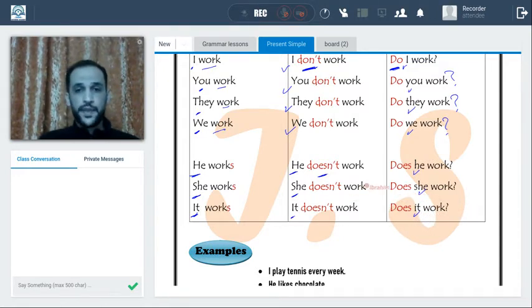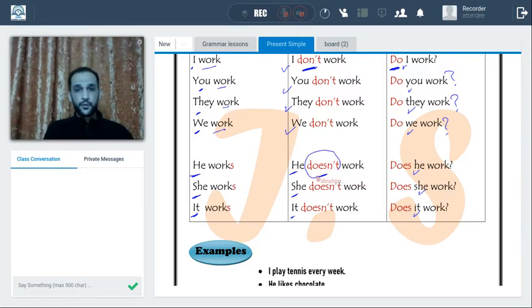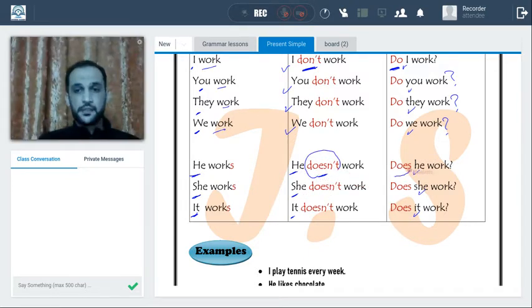And you have to remove s when we use doesn't in the negative form and does in the question. You have to remove s from the verb. Like this example, he doesn't work. I can't say he doesn't works. Okay? And in the question, does he work? And I can't say, does he works? Okay.